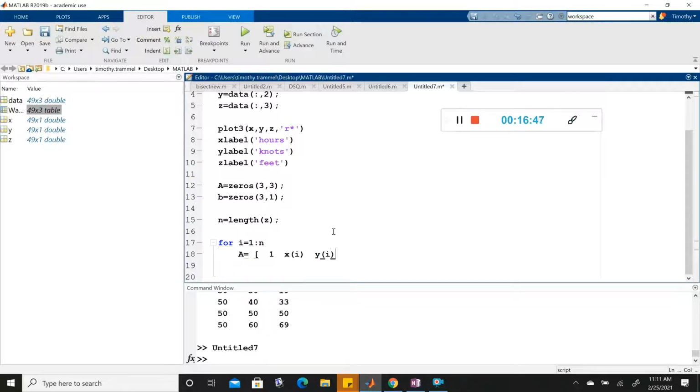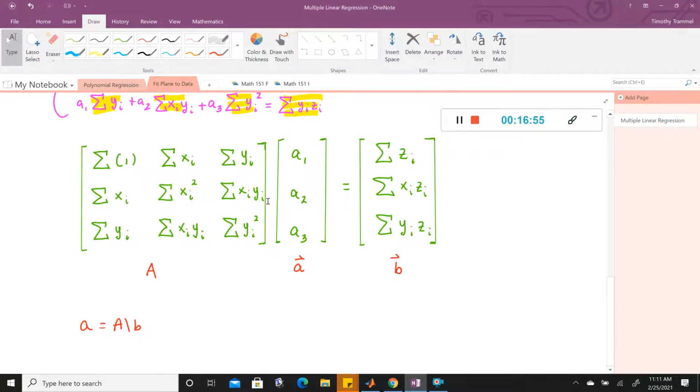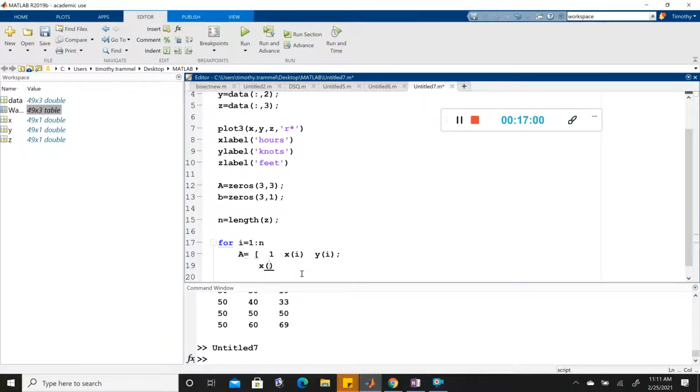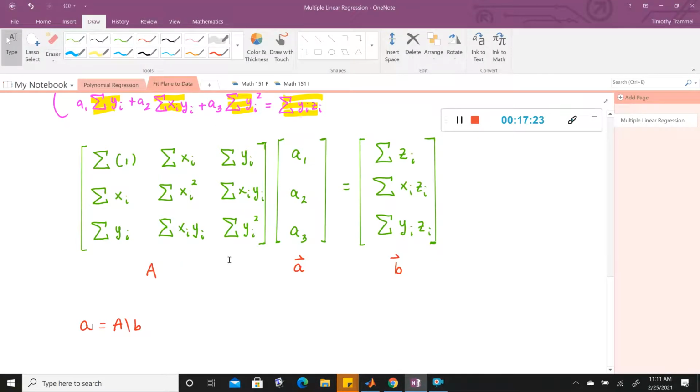X of I, Y of I. And then if we move down to the next row, what are we adding? X of I squared, X of I, Y sub I. So X of I squared, and X of I times Y of I. And then if we move on to the last row, I believe it starts off with Y of I, X of I, Y of I, and then Y of I squared.